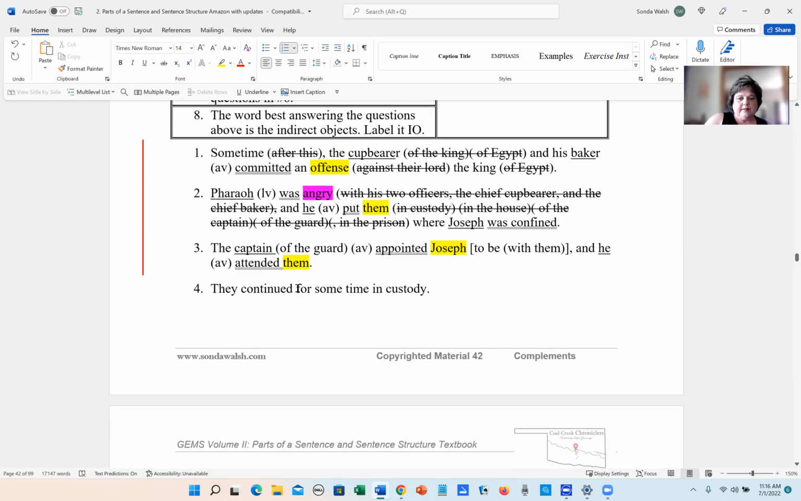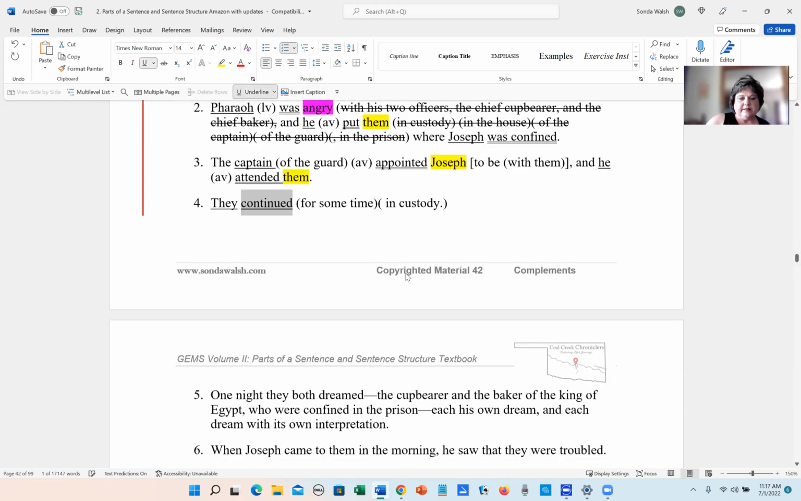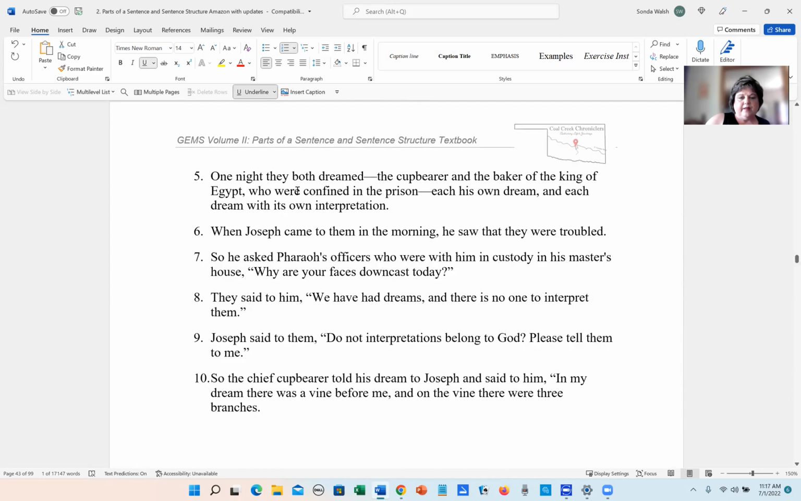Number 4, let's find our prepositional phrases. For some time is a prepositional phrase, and in custody is a prepositional phrase, and our subject is they, and continued is our verb, and that is all we have in this sentence, so we do not have to identify anything else. Number 5.